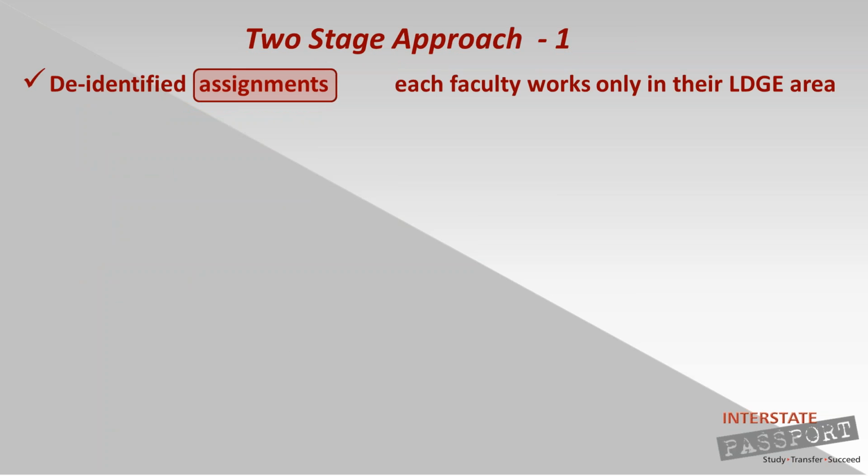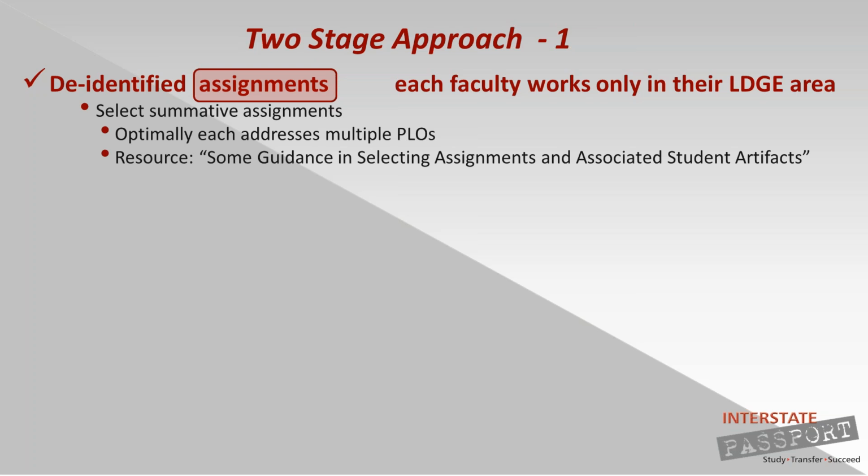There is a 2-stage process that is going to be used to approach this work. The first stage works on the de-identified student assignments. Again, each faculty is working in their own area. I emphasize this because it is a question that has been raised in some of our conversations. The faculty member will select summative assignments.